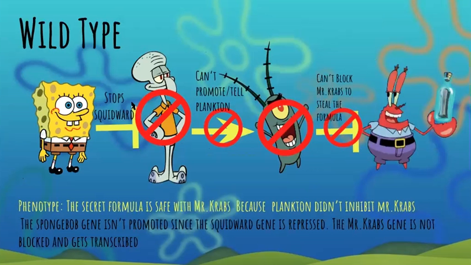Now let's look at the wild type. SpongeBob inhibits or stops Squidward from exposing where the secret formula is hidden. Squidward is inhibited or stopped and can't tell Plankton where the secret formula is hidden. Plankton can't stop Mr. Krabs to steal the secret formula. So the phenotype for the wild type is that the secret formula is safe with Mr. Krabs because Plankton didn't inhibit Mr. Krabs, and we can say that the SpongeBob gene isn't promoted since the Squidward gene is repressed. The Mr. Krabs gene is not blocked and gets transcribed.